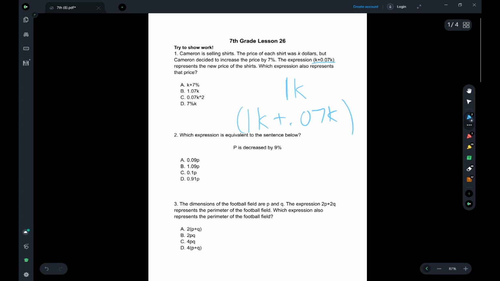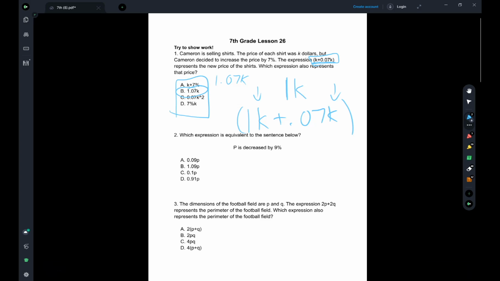And since these two variables are the same, you could add these two together. And then you would get 1.07K. And in your answer, the one that fits would be B. So your answer is B, because you just need to find something that this can change into. And so yeah.